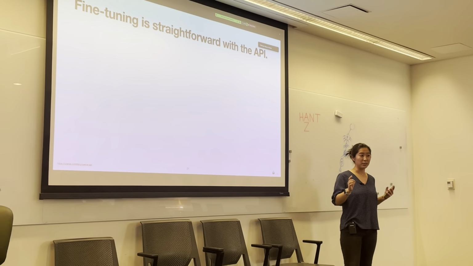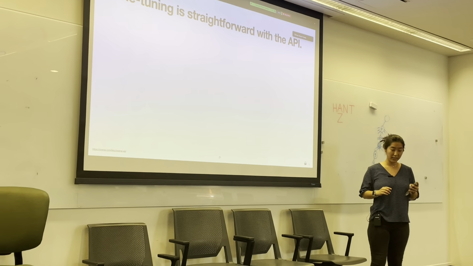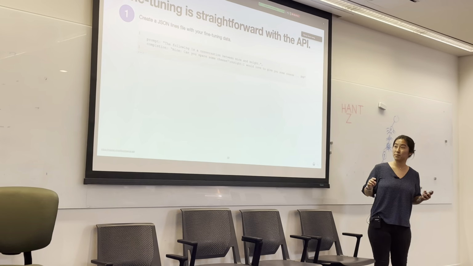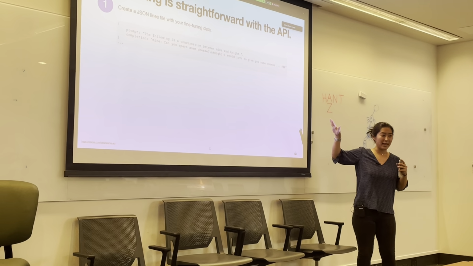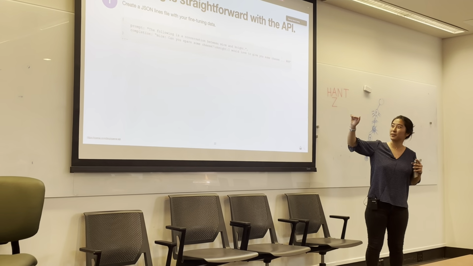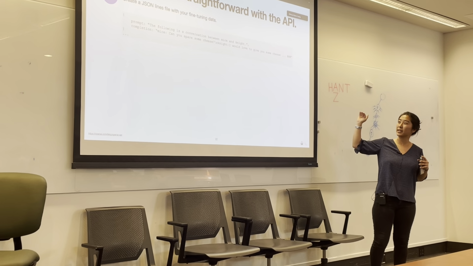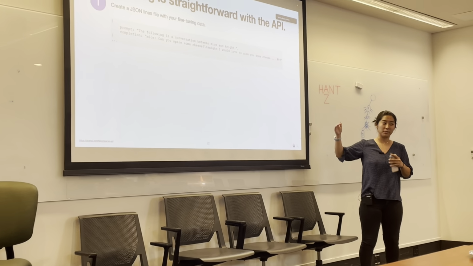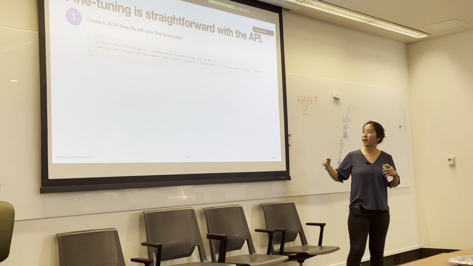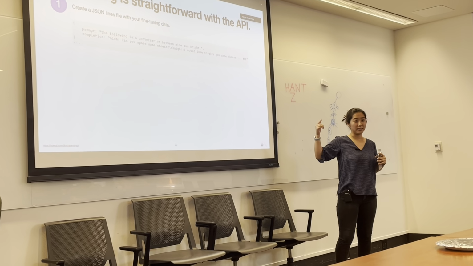So if you want to fine-tune something yourself, it's actually not that hard. The first thing you want to do is make a JSON lines file with all of your examples. This is the same exact thing I just showed you. The prompt is, the following is a conversation between mice and knight. The completion is the same thing I just showed you. The mouse says, can you spare some cheese? The knight says, yes, of course. And then you just do this over and over again in a single file.